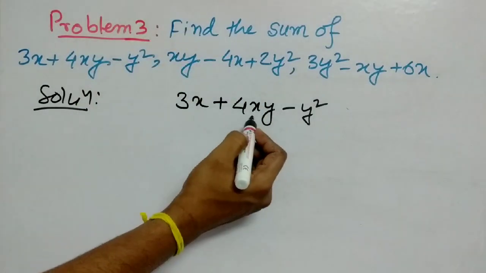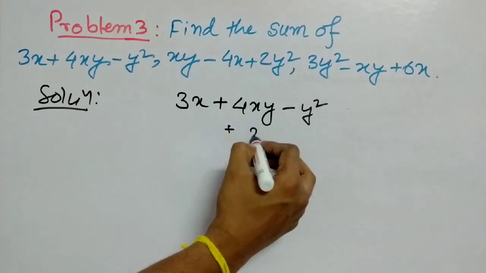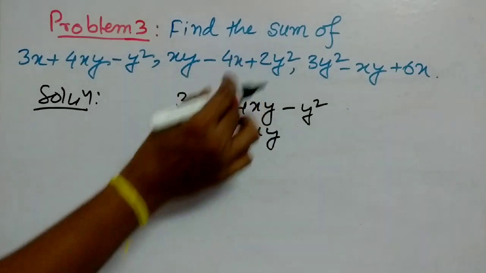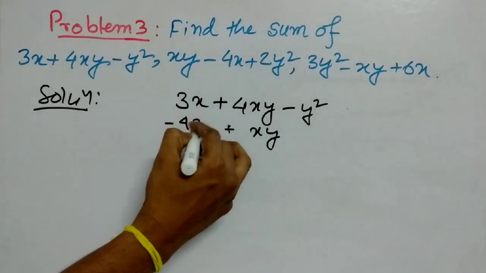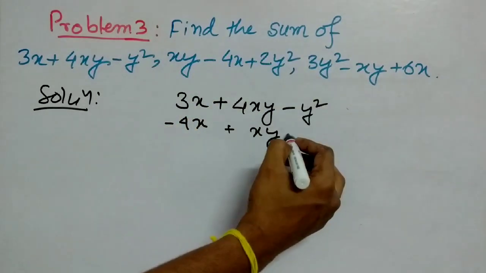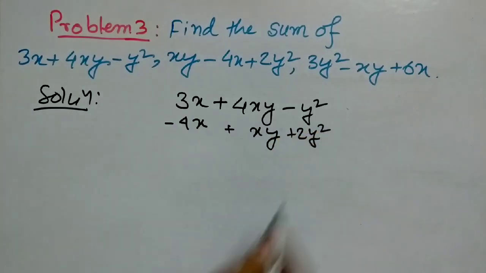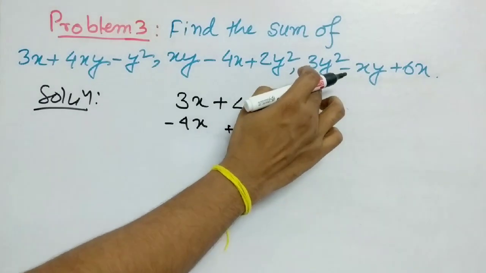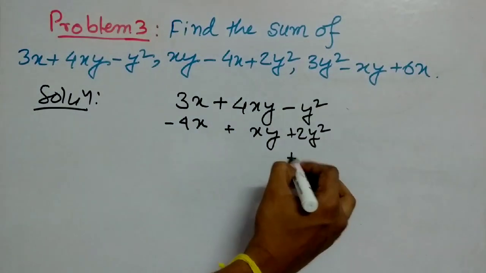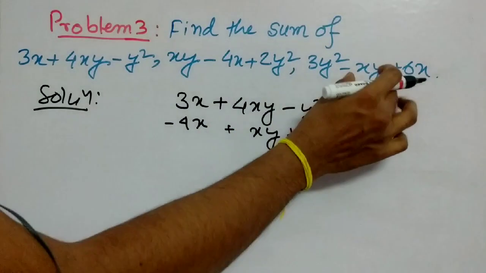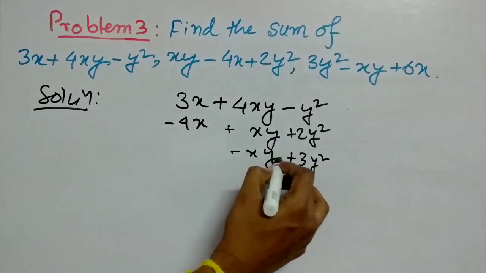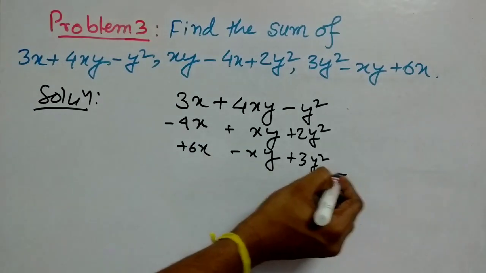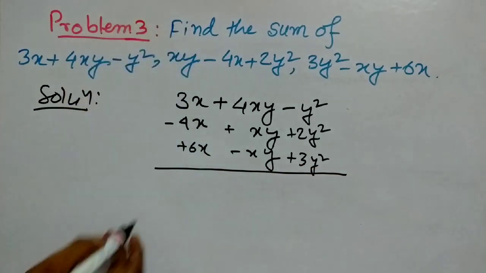So xy, it is 4xy. So we will write plus xy because it is positive. Now minus 4x. So we will write minus 4x over here. Now 2y square, so it is plus 2y square. Then this expression, so this is 3y square, it is positive. So 3y square, minus xy, so minus xy and plus 6x. We have to find the sum. That is why let us add them.